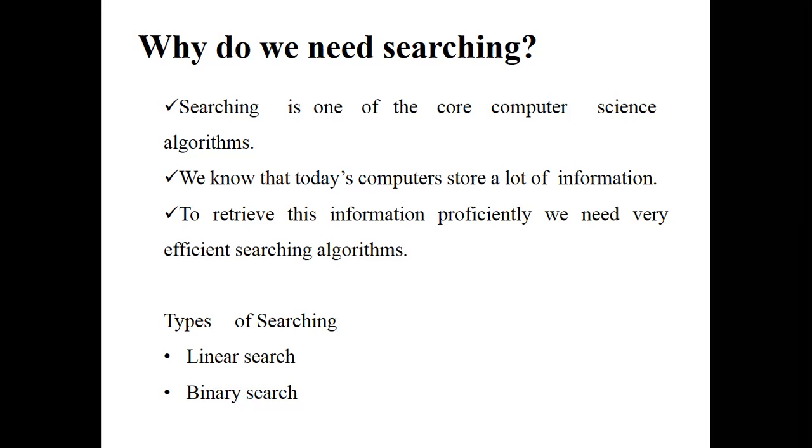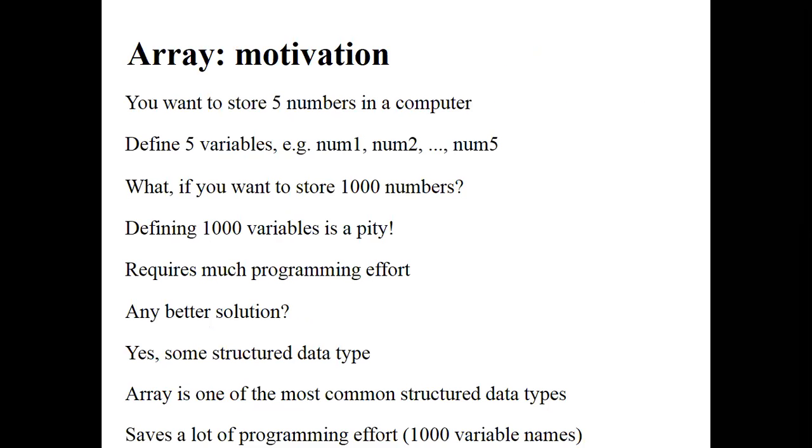So in computers there is a lot of data, and you have to search it, and first you have to organize it sequentially and efficiently, so you can search it when you need it. We will discuss the two main searching types, that are linear search and binary search. So for array motivation: if you want to store five numbers in a computer, then you have to define five different variables. And if you have to store 100 or 1,000 or 10,000, then you will be in big problem. So you need much programming effort to find some better solution for that.